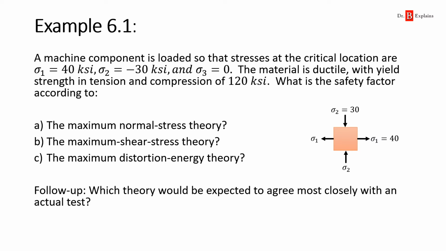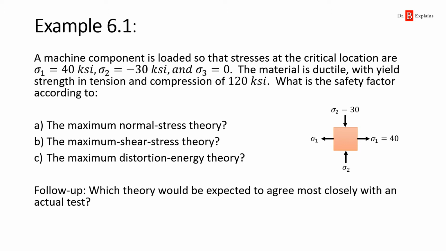A machine component is loaded so that the stresses at a critical location are sigma 1, 40 ksi, sigma 2, minus 30 ksi, and sigma 3 equal to 0. The material is ductile with a yield strength in tension and compression of 120 ksi.